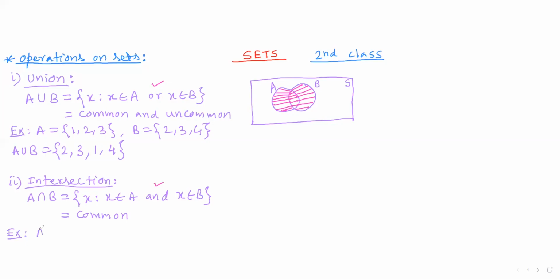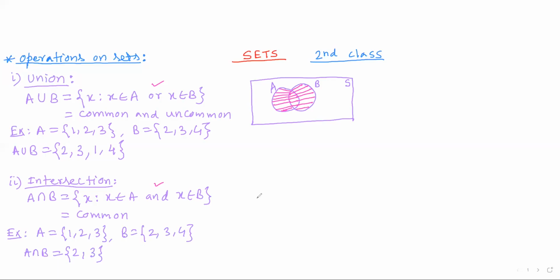Suppose I am taking a similar example, like set A contains 1, 2, 3 and set B contains 2, 3, 4. Now if I calculate A intersection B, then we have to take only common elements. So what are the common elements between A and B? Between A and B, the common elements are 2 and 3. So this is A intersection B.